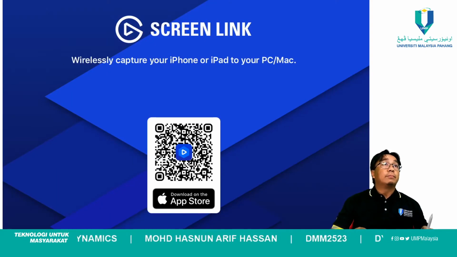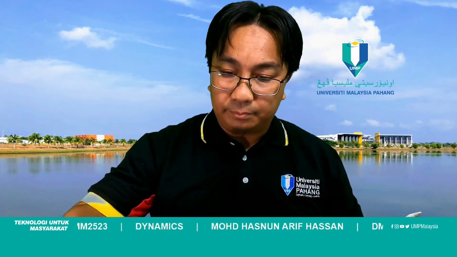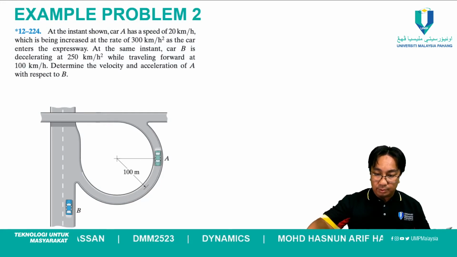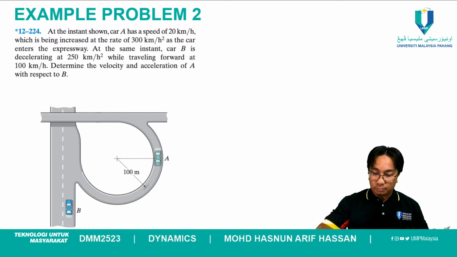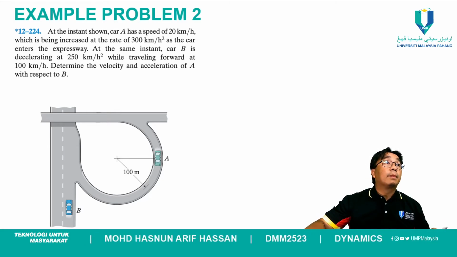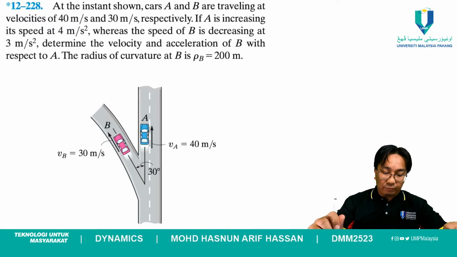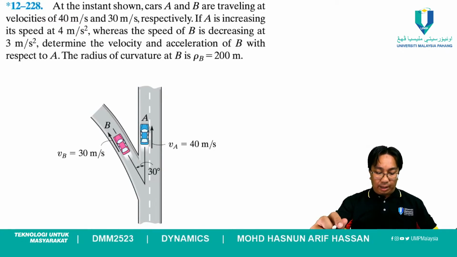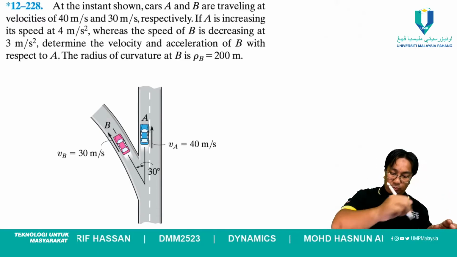At the instant shown, wait a moment, let me show the problem here first while I try to fix this. Okay, at the instant shown, cars A and B are traveling at velocities VA is equal to 40 meter per second, VB is 30 meter per second, and VA is going straight up, while VB is going on a curved road.